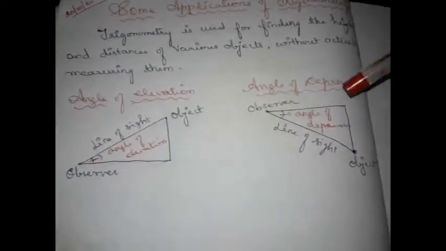Alright. Then what is the angle of depression? It is when the observer is putting the head down to look at the object. See, the observer is standing somewhere on top of a building and wants to see an object which is placed on the floor. He is putting his head down to view the object. In that case, the angle made by the line of sight with the horizontal is called the angle of depression.